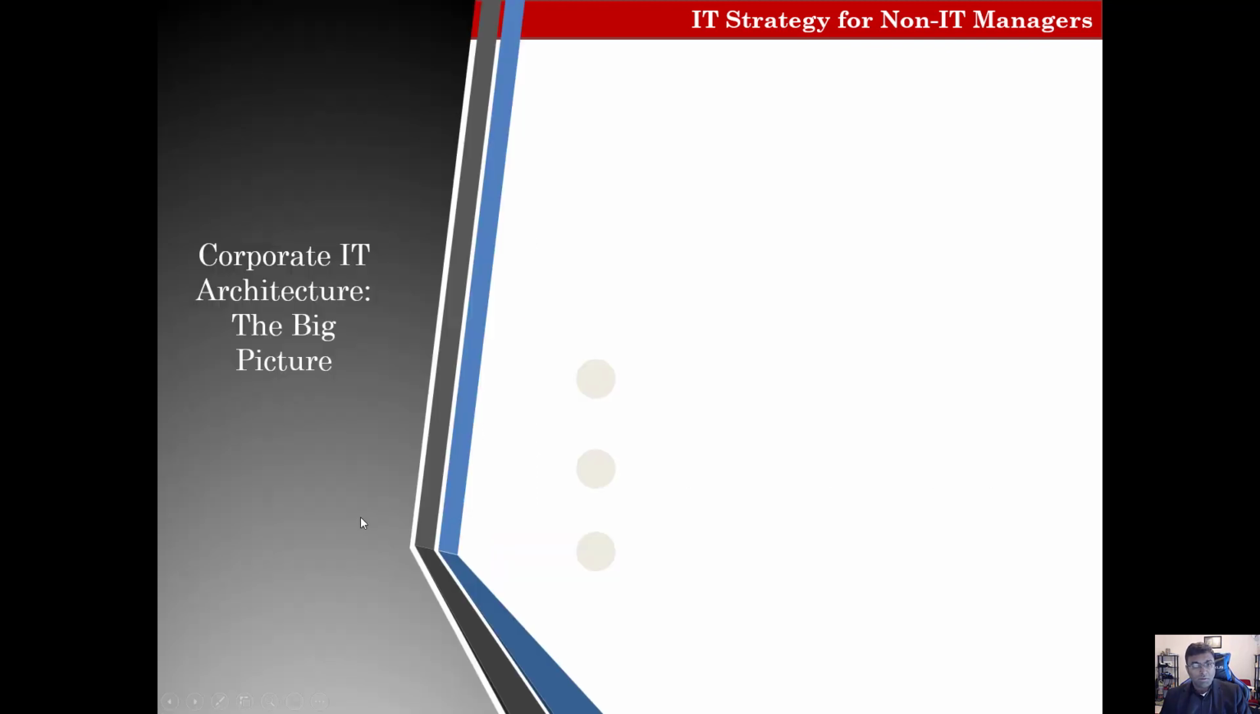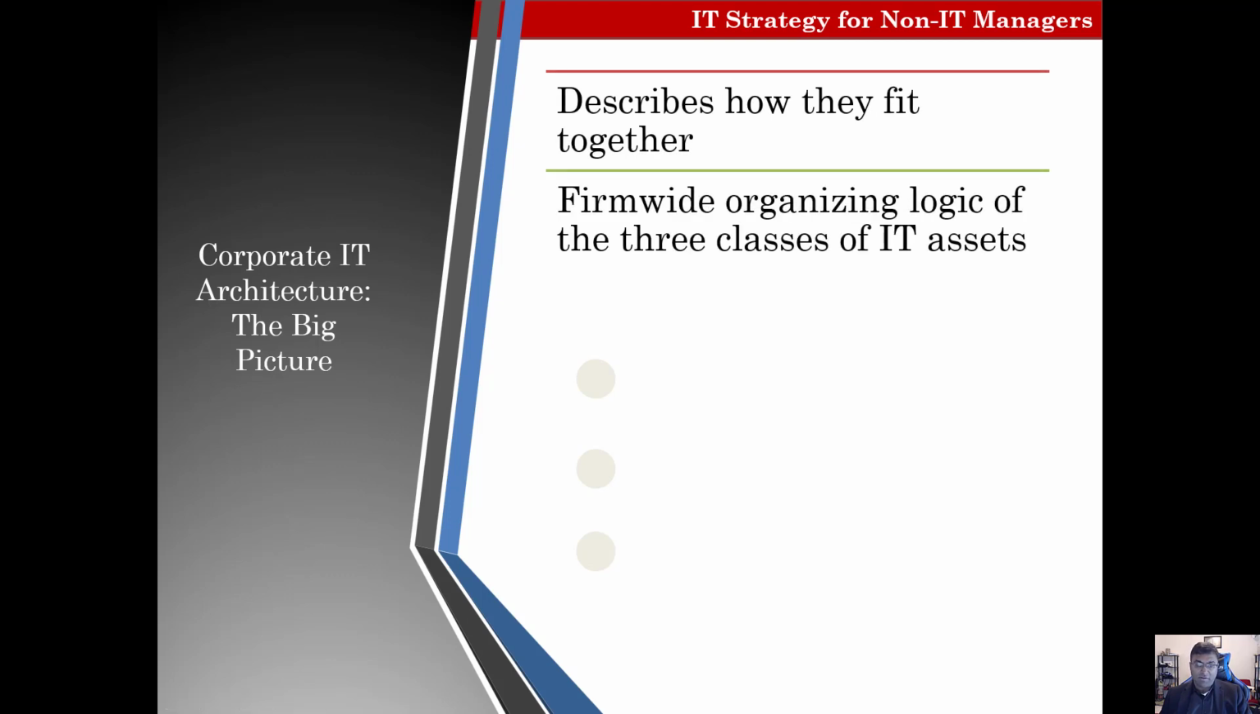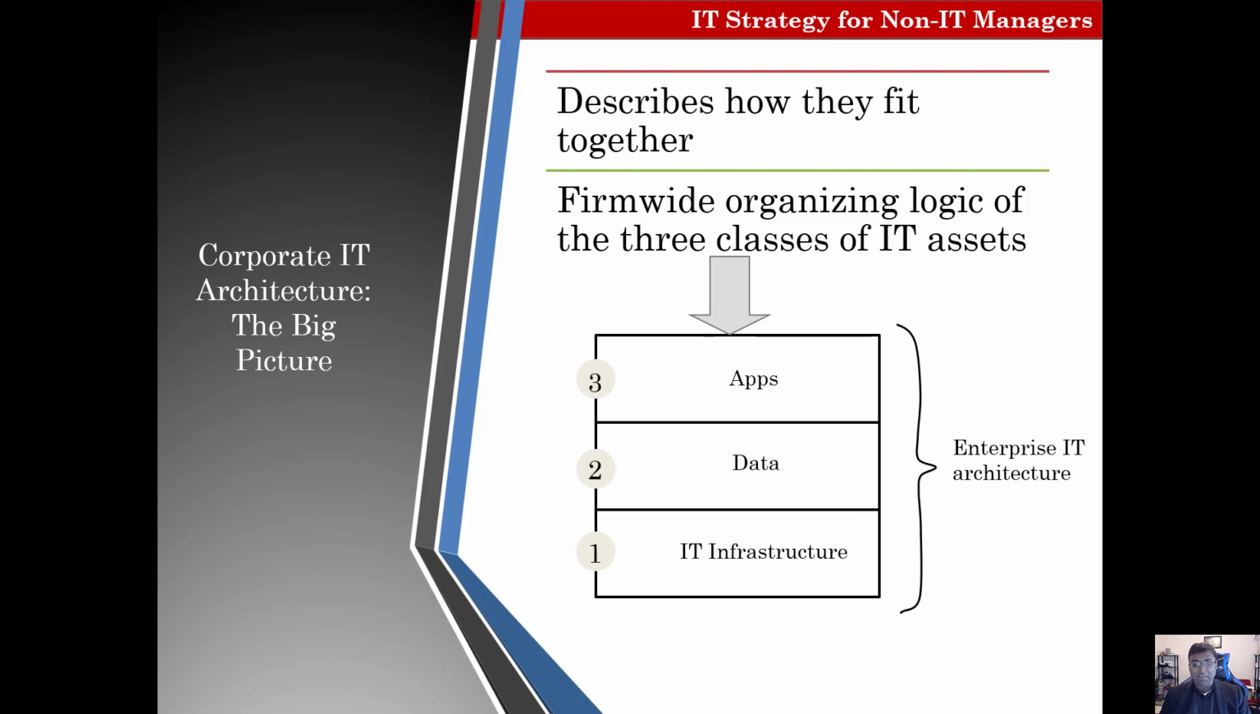So if you look at the corporate IT architecture, look at it as a blueprint for IT assets. We are looking to see how they fit each other. Firm-wide organizing logic, a logic of three classes of IT assets. And the three classes are IT infrastructure at the bottom, data, and applications. Now, the infrastructure constrains what the applications can do, and the applications then shape what kind of data you get. And this is very important because at the end of the day, this is about getting data and converting data into actionable intelligence.